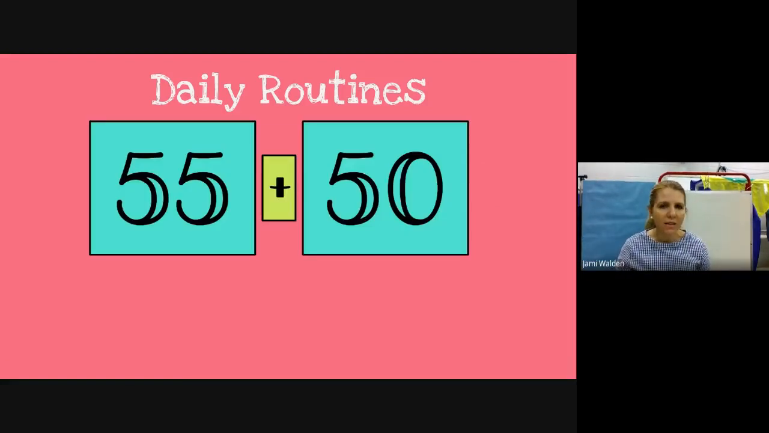Let's look at these. We're going to add tens to a two-digit number. We're starting with the number 55 and we want to add 50. Remember, when I add tens, I just count on by 10. So 55, count on 5 more tens. 55, 65, 75, 85, 95, 105. The answer would be 105.